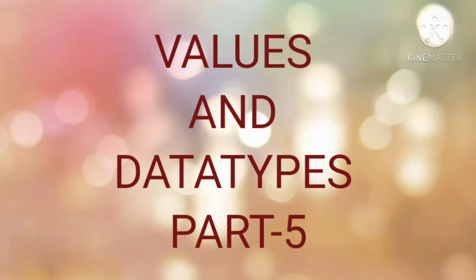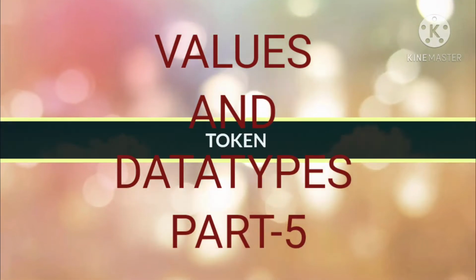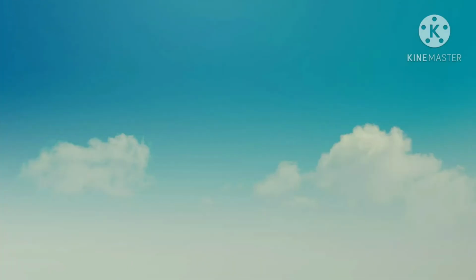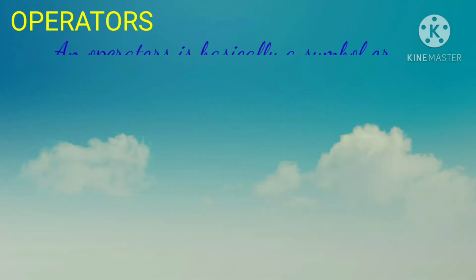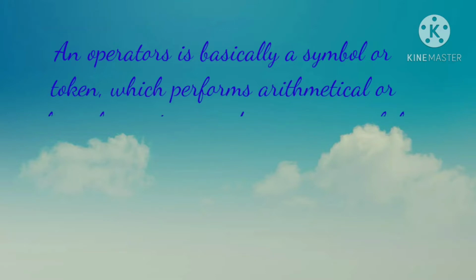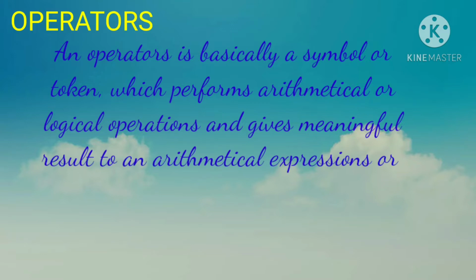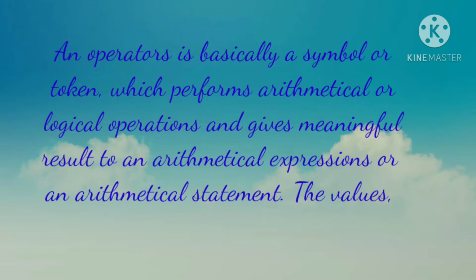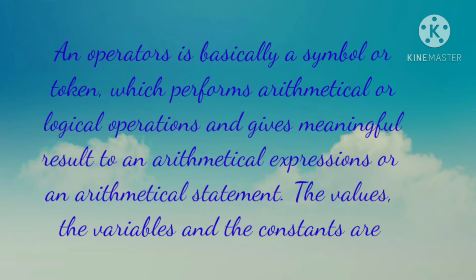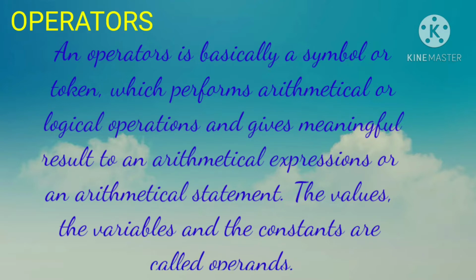Values and the data type, part 5. Operators. An operator is basically a symbol, like plus, minus, asterisk, slash, modulus, or a token which performs an arithmetical or logical operation and gives a meaningful result to an arithmetical expression or an arithmetical statement.